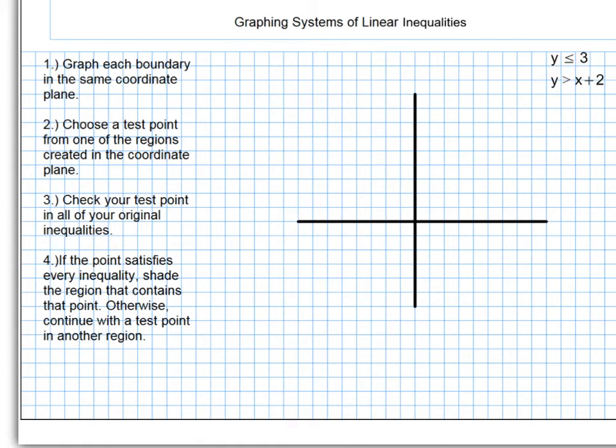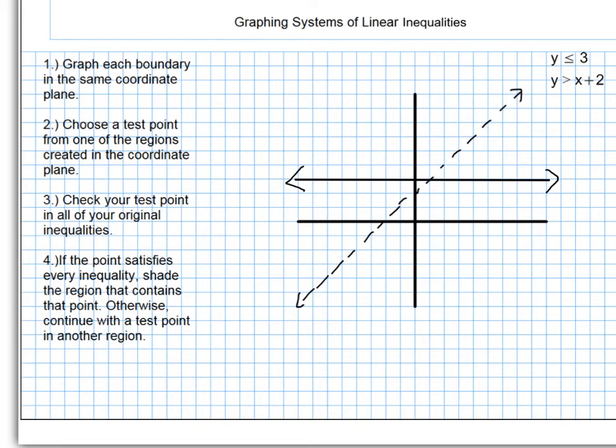The next line that I will graph is y equals x plus 2, which will be a dashed line because of the just greater than inequality symbol. It will have a slope of 1 and a y-intercept of 2. So you can see here that I have my y-intercept of 2 and then a slope of up 1 over 1, rise over run of 1, which is my slope.